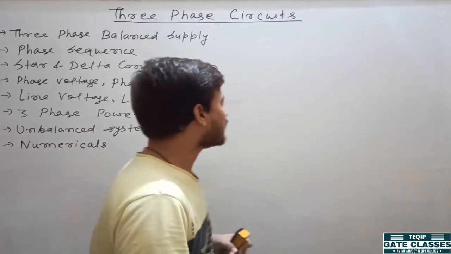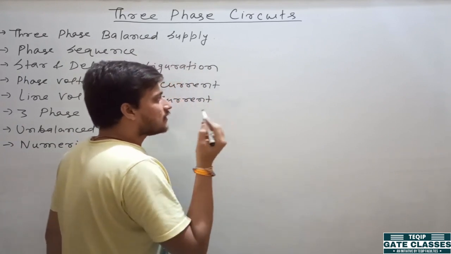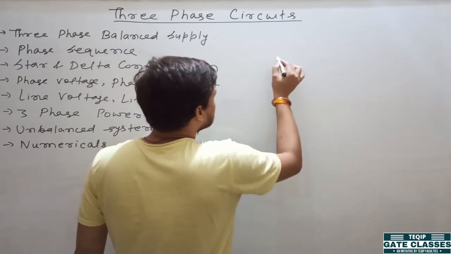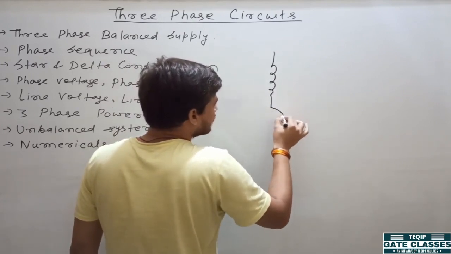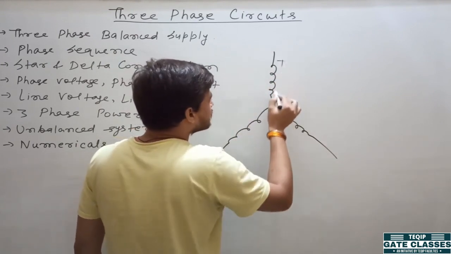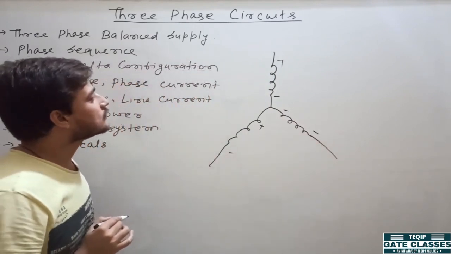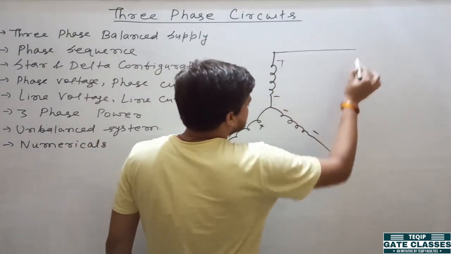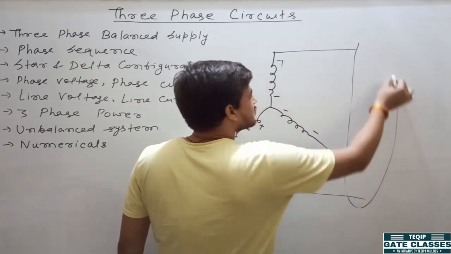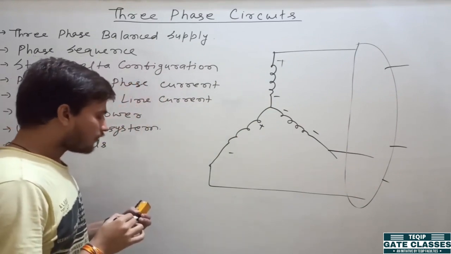So what is three-phase balanced supply? In the generating stations, you have generators. These generators are generating three-phase AC supply. So how are they generating? See, the generators have windings connected like this, and the voltages are induced in these windings. Now the generator is supplying power through the transmission line to the load center.